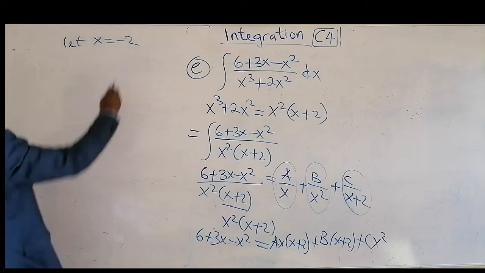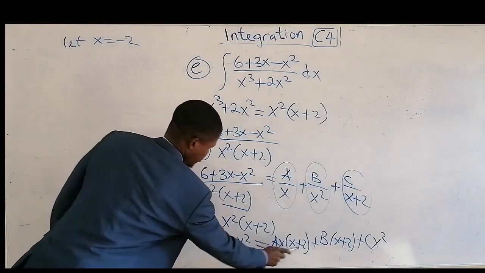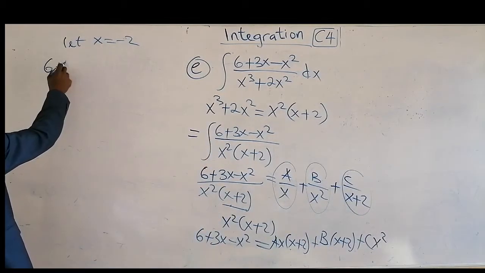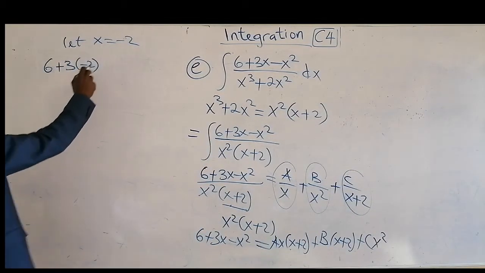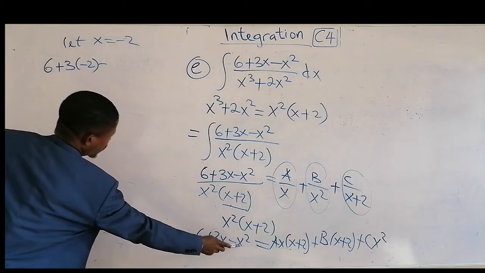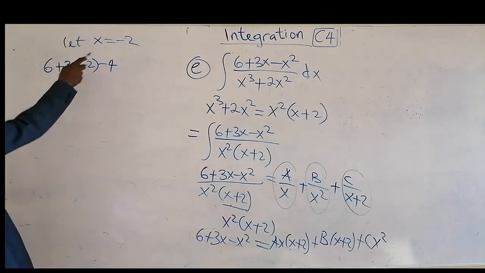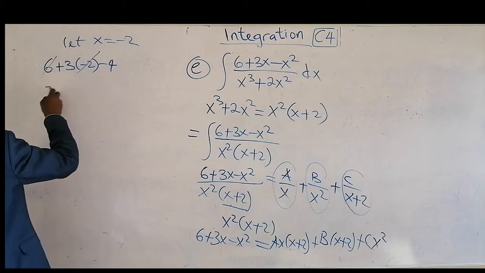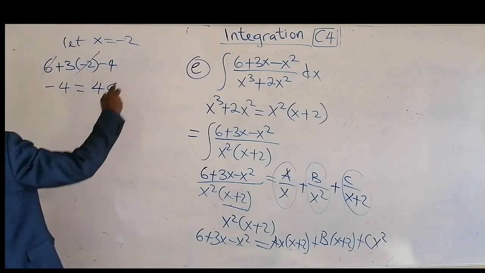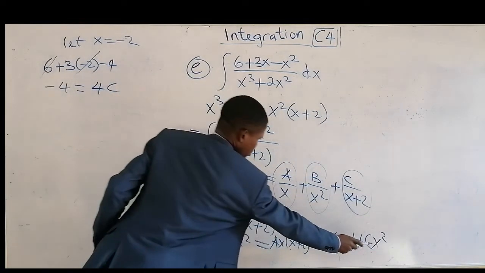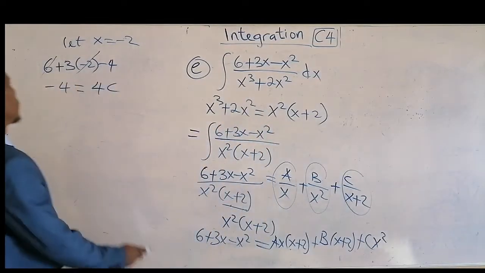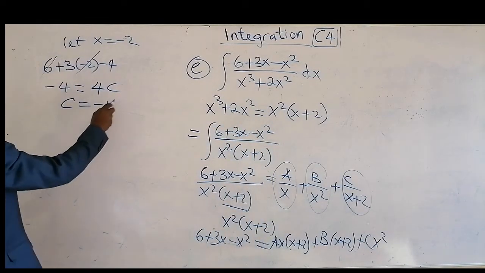Let x be what? Be minus 2. If you do that, this will cancel, this will cancel. 6 plus 3 times minus 2, then minus 2 squared, that's a 4. Okay, let's get the value. So this and this will cancel. So we have a minus 4 on the left for c. This one, minus 2 squared, that's 4. So c is what? Minus 1.